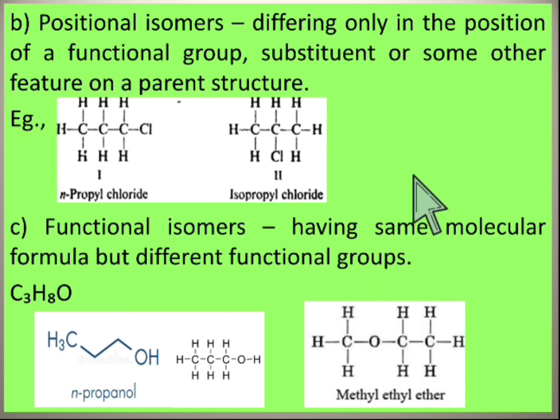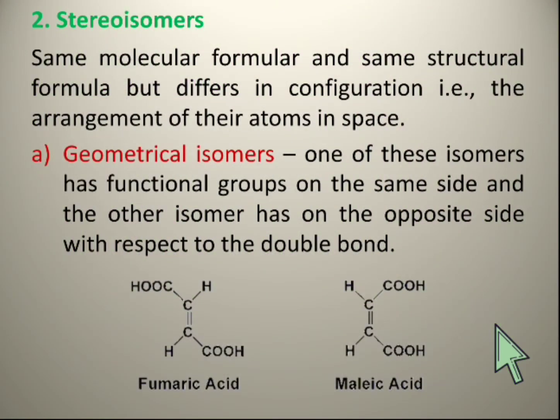So don't get confused between these. These two have the same functional group, but the position of the functional group is different, which is why they are referred to as positional isomers. Whereas these two have the same molecular formula, but the functional groups are different. All these three, functional isomers, chain isomers and positional isomers, are referred to as structural isomers. Now we come to the next group, that is stereoisomers.